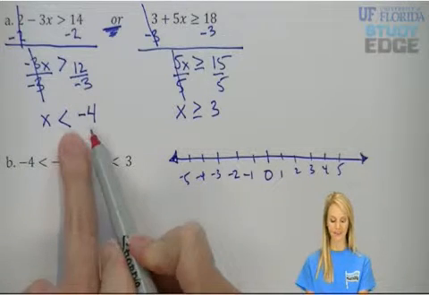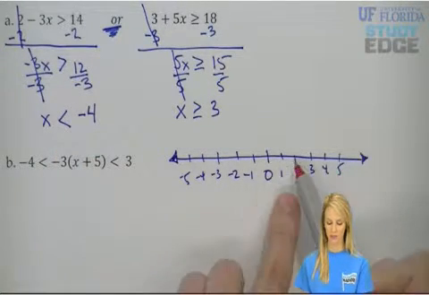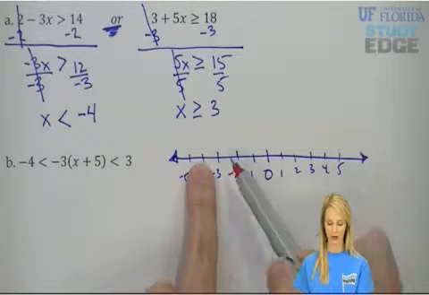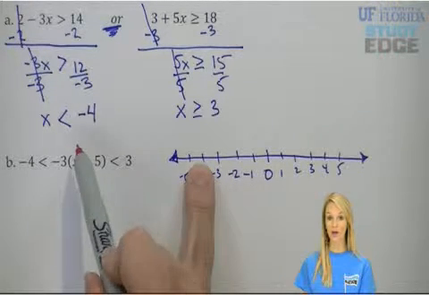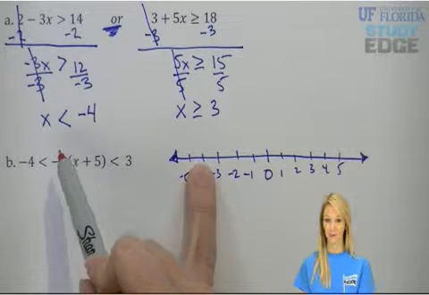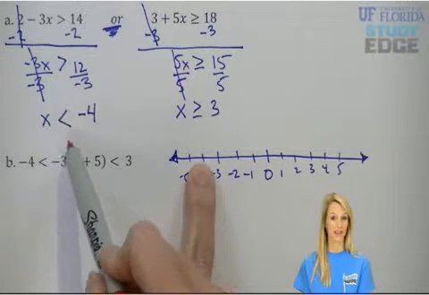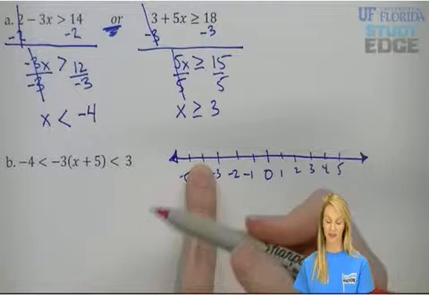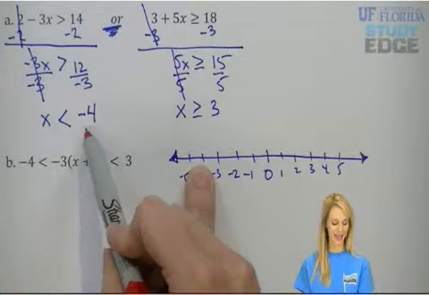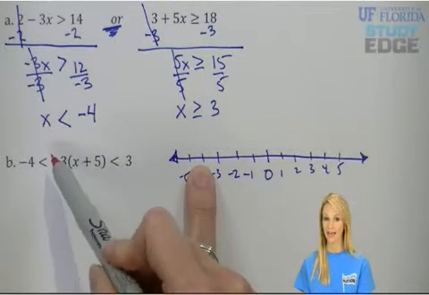So x can be less than negative 4. So where's negative 4 on my number line? Negative 4 is right here. Can x be negative 4? No, it has to be less than negative 4. Well, you have a less than or a greater than sign. It can't be that actual number. X can't actually equal negative 4. It has to be less than it.